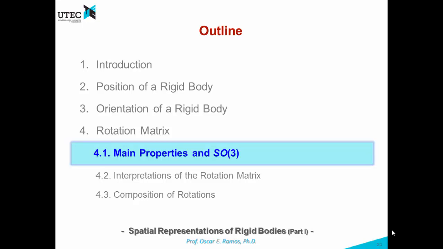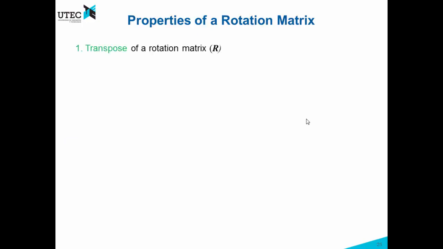Here we will see some of the main properties of rotation matrices and what SO3 is. The first property is related to the transpose of a rotation matrix. We can do this multiplication, R transpose times R, and we should recall that R can be represented in terms of X, Y, and Z.